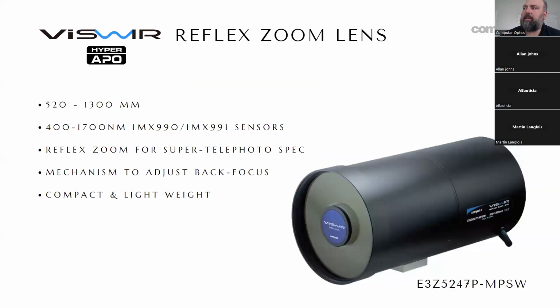Again, this is some of the details of that lens that we just saw. I'm calling this guy Big Country. 520 millimeter to 1300 millimeter focal length. Again, it's in that SWIR range, that 400 to 1700 nanometer, IMX 990, IMX 991, and then IMX 992 and 993. Reflex zoom for super telephoto specs, and very compact, lightweight. It's got a mechanism to adjust back focus as well.